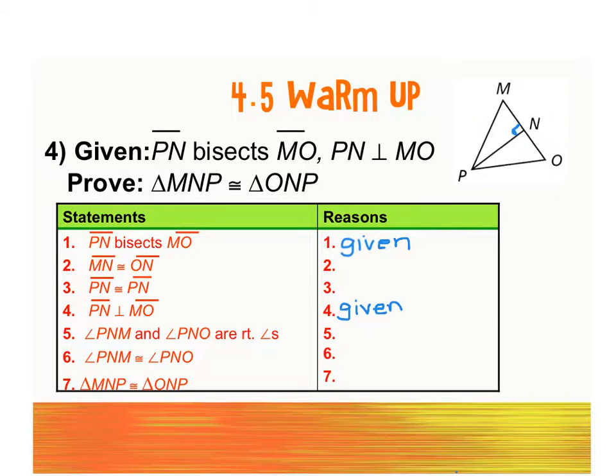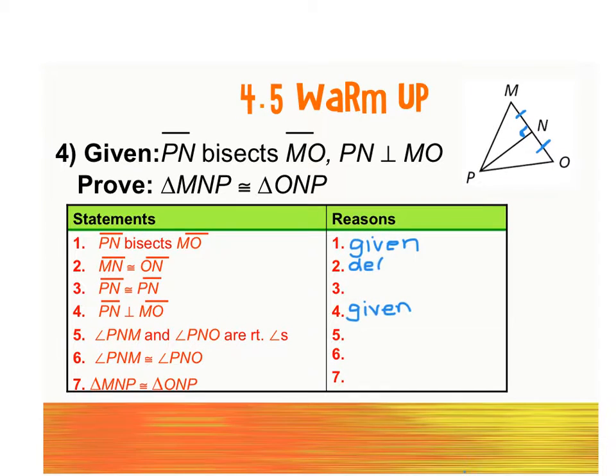So number 2 says MN is congruent to ON. How is that true? So close. Of a bisector. So what they gave me is that it's the bisector, so it's the definition of a bisector. If it had said, which you'll see sometimes, that N is the midpoint of MO, then that's the definition of a midpoint. But what they gave me this time was the bisector. Number 3 says PN is congruent to PN. What's that? Good.